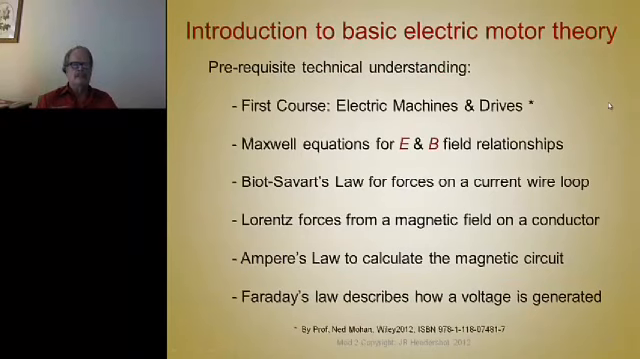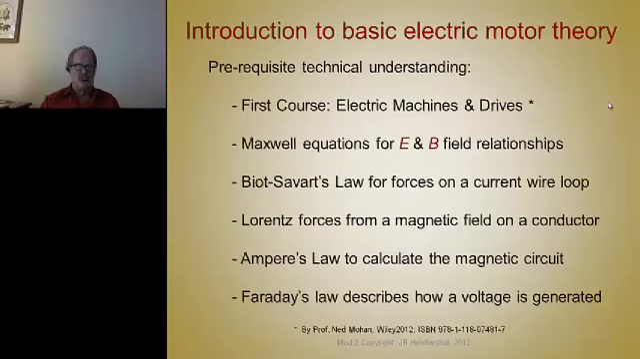Now the basic theory involved with all electrical machines, we assume that most, if not all of you, have some understanding or a grasp of that. You get it all in a first course in electric machines and drives. And Professor Ned Mohan from the University of Minnesota has written a very excellent book on this that's used by a lot of universities around the world to teach these fundamental concepts.